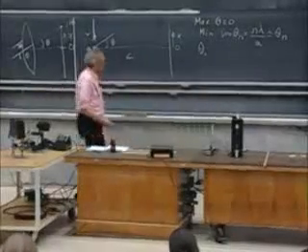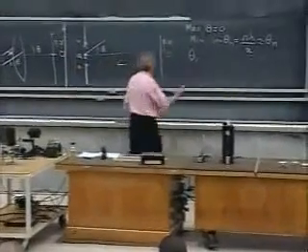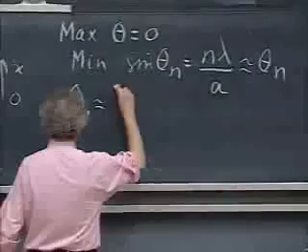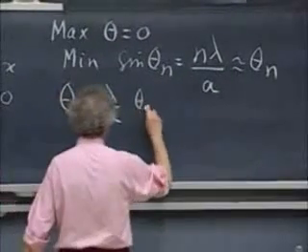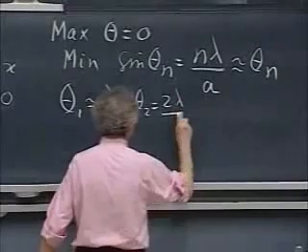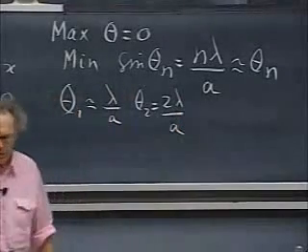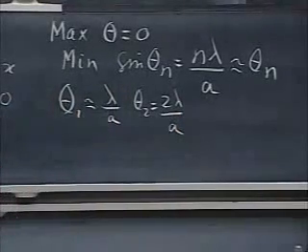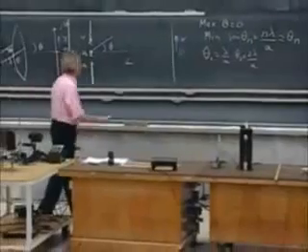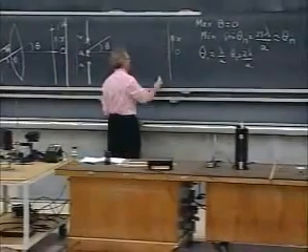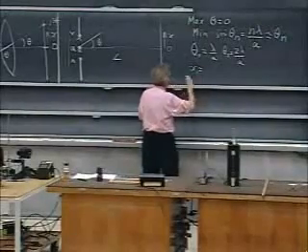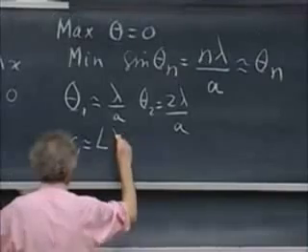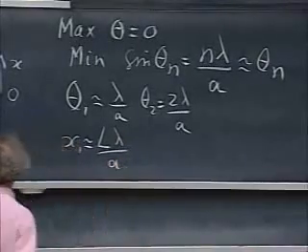You will find complete minima when theta 1, in terms of radians, is lambda divided by a, and theta 2 is 2 lambda divided by a, and so on. That's where you find your minima. And if you convert that into x, where they actually fall on the screen, well, then x1 will be, for small angle approximations, L times lambda divided by a. That's no different.